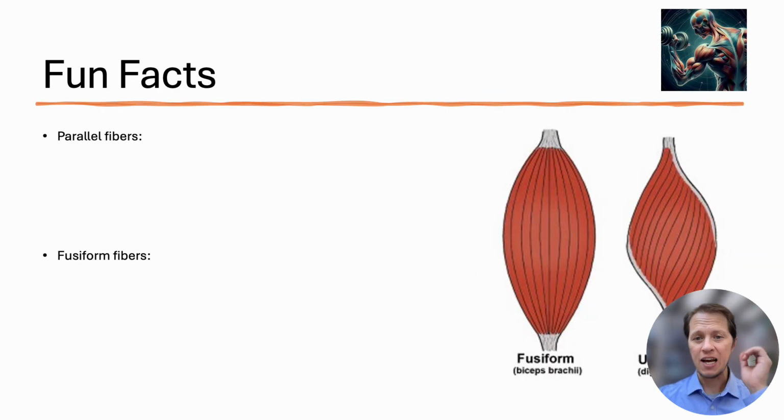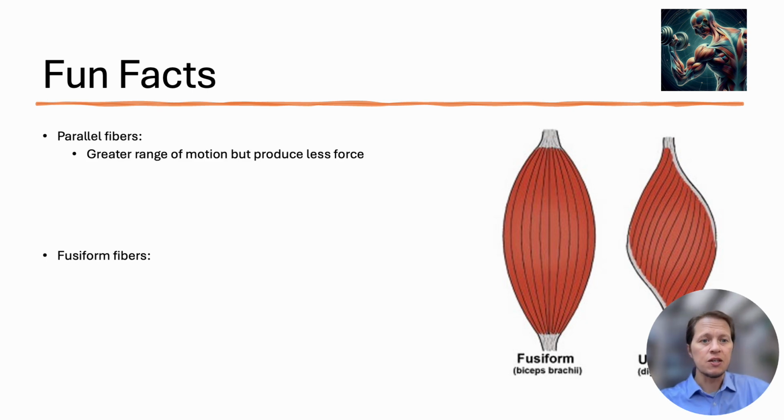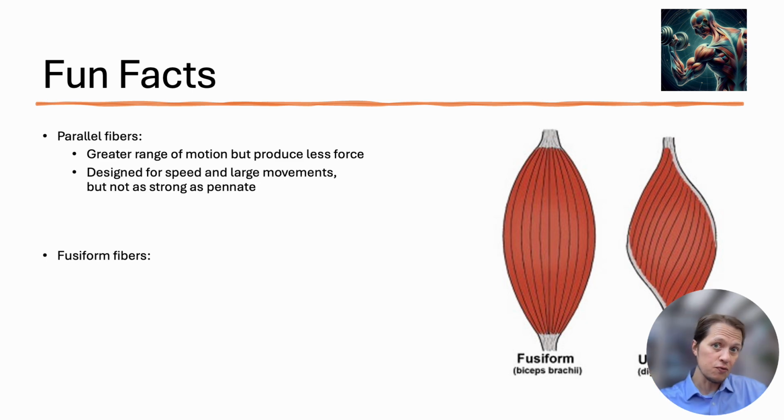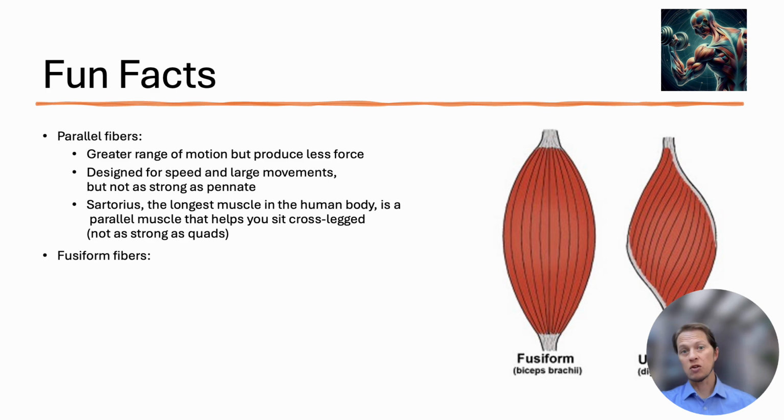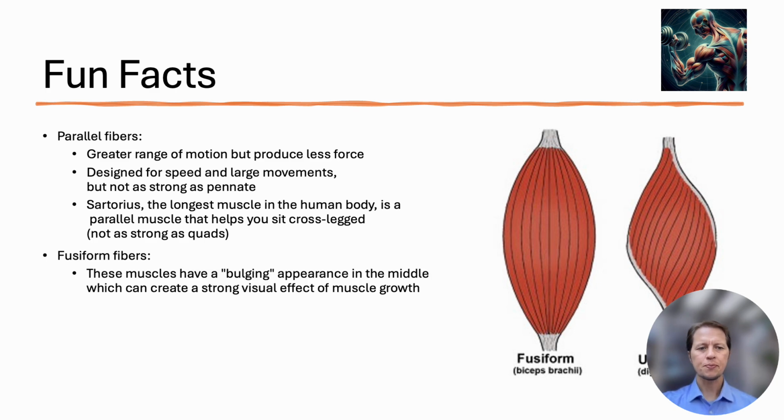Now, on to some fun facts and little tips and tricks, hopefully to help with the learning. Parallel muscle fibers, there are a couple differences here. They have a greater range of motion, but they don't have as much force compared to fusiform fibers. So your sartorius muscle in your thigh is thin and parallel and straight. Your biceps muscle certainly can give a little more oomph there by comparison. So that's the difference between parallel and fusiform. Parallel, greater motion, less force, speed in large movements, but not as strong as the other muscles, pennate and other ones included. So that's why I said before, sartorius is kind of the classic example.